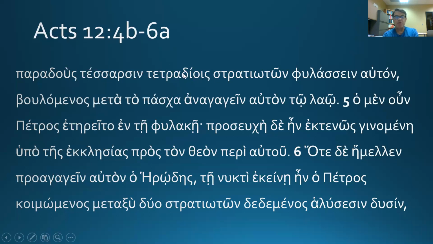Anyway, four squadrons of soldiers to guard him, having planned after the Passover to lead him up to the people, kind of an echo of Barabbas here. And it's about the same time as Passover, isn't it? We could see Peter preaching a little more fervently around Passover, to where it would get Herod's attention. And Herod would say, oh no, I'm not having this, and he stashes him in prison. I'll take care of this after the Passover. Okay.